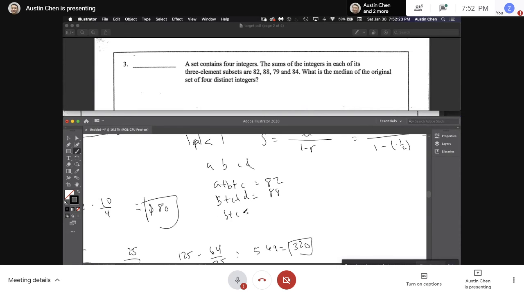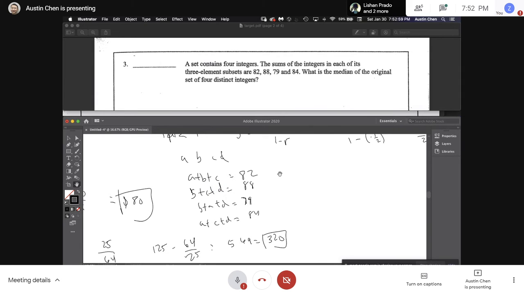So then we can have b plus c plus a is 79, and a plus... no, I'm bad. Okay, we can have b plus a plus d is 79, and a plus c plus d is 84. Okay. This is just a system of 4 equations, and you have 4 variables, so you can just solve it like that.